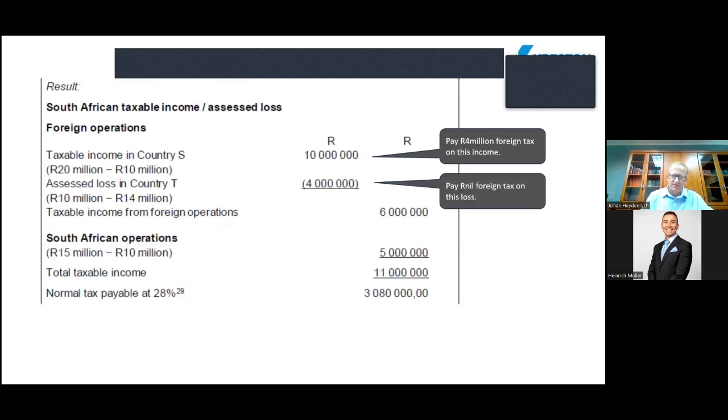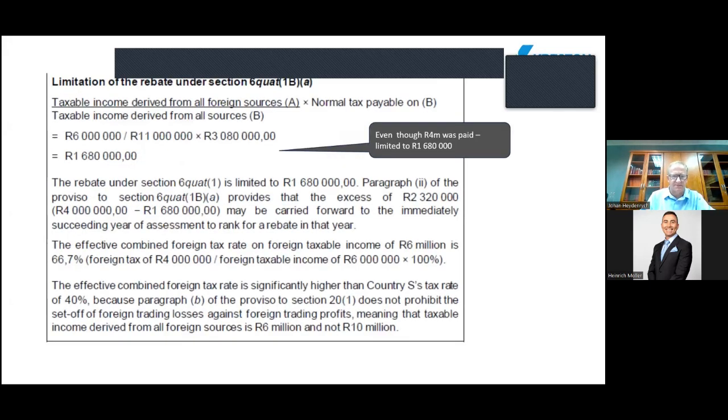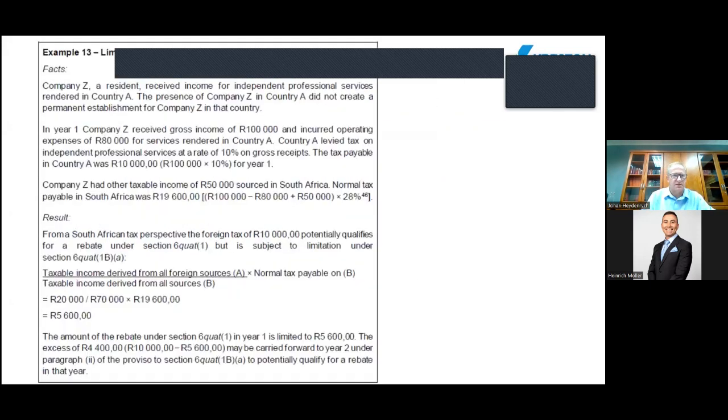All right, so you can see that you only include 6 million Rand, but your rebate is not limited country by country. It's limited to the full 6 million. It's the 6 million divided by 11 times the 3080. That's your limitation. It's not 10 divided by 11 multiplied by 3080, it's 6. So both are pooled. Your income is pooled, all your foreign sources, and then your tax rate is pooled as well. It's a very important example.